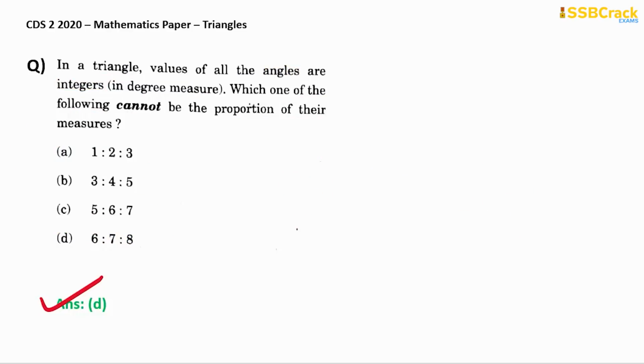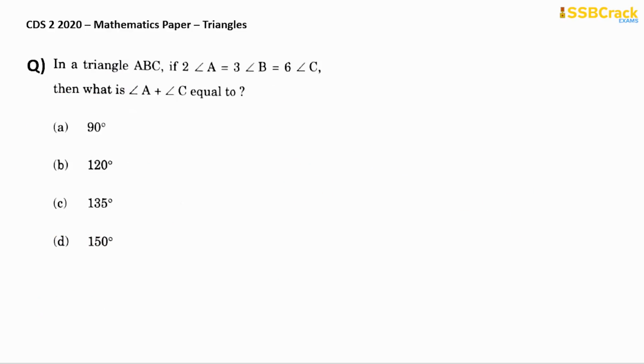So let's move on to the next question now on the triangle. And here we have a triangle ABC where 2 times angle A is 3 times angle B is 6 times angle C. Then what is angle A plus angle C?